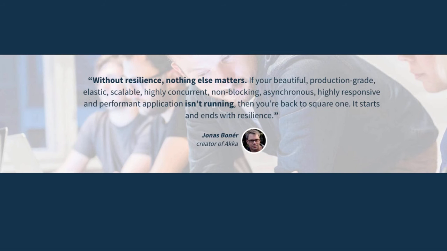But at a recent conference, I think DevOps or I forget which one, it was only about a month ago, Jonas Bonner, he's the creator of the Akka project and also a co-founder of Typesafe, he said, without resilience, nothing else matters. It doesn't matter how beautiful your application is or all the work that it's doing if it can't stay up, right? Nothing else matters. So it all starts and ends with resilience.